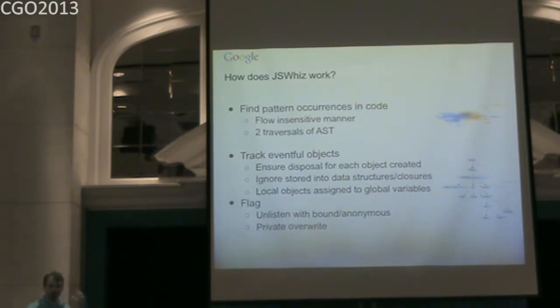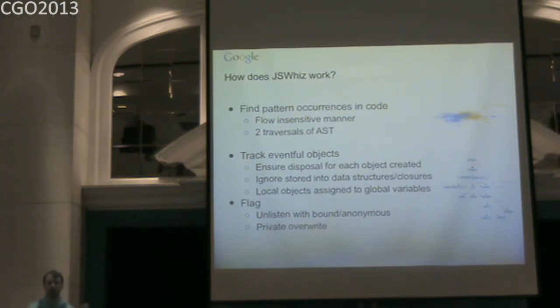So for example, we ignore eventful objects stored into data structures and closures. This would require us, in the case of an array, to track the array indices across the program to make sure they are disposed of when needed. We do not do this. So we ignore those objects we cannot track without generating spurious false positives.